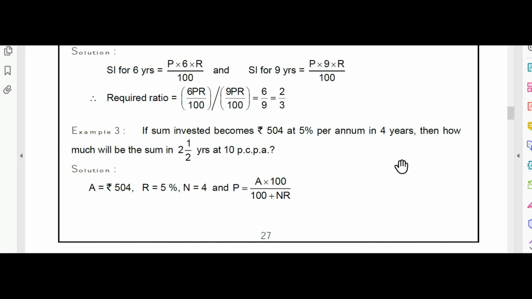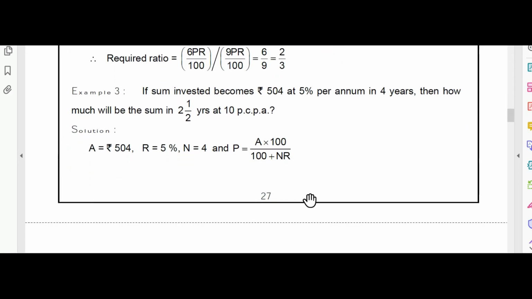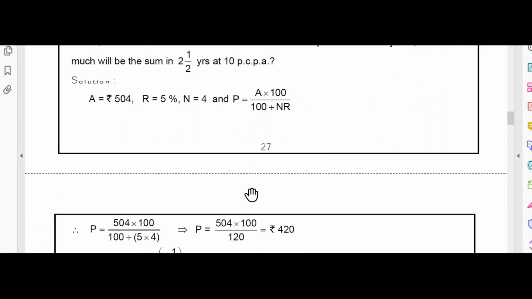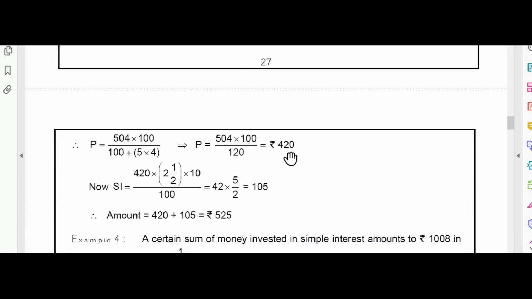Okay, so based on that we have the formula: P is equal to amount into 100 upon 100 plus NR. It is actually the same formula. Okay, they have written it in some other way by doing cross multiplication. Okay, substitute the values, you will get the answer as 420.